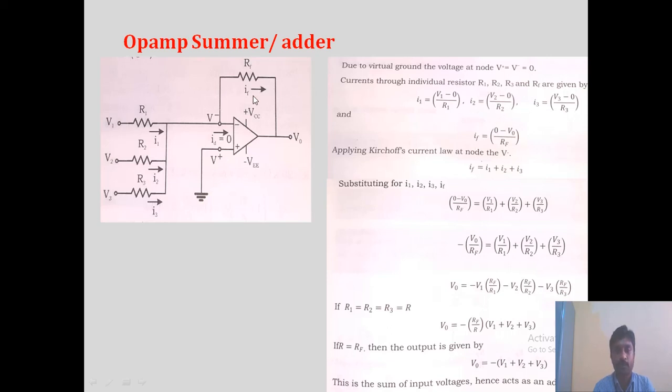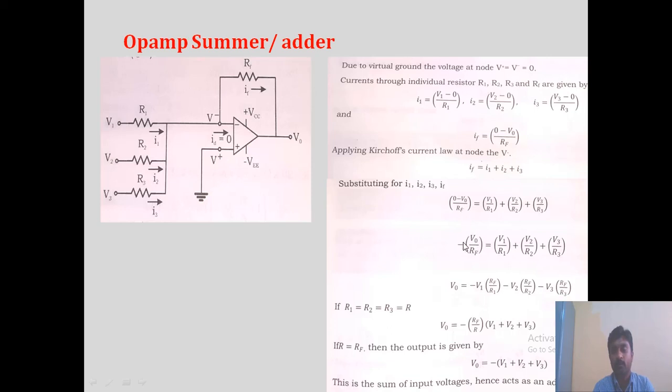And what is IF? IF is the feedback current flowing from this end to this end. Again, this terminal voltage is 0, so V minus V0 divided by RF becomes 0 minus V0 divided by RF. So minus V0 by RF is the expression for IF. And the total current I1 plus I2 plus I3 is equal to IF. I1 plus I2 plus I3 flow through this path, and the same current will flow through IF. That's why IF will be equal to I1 plus I2 plus I3. If we equate these currents, we can get the expression for V0.